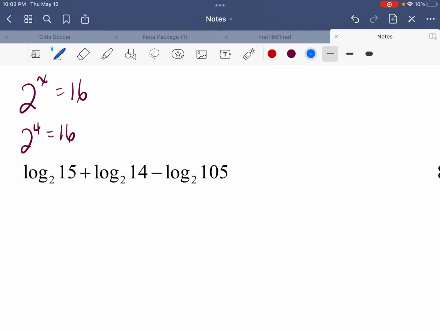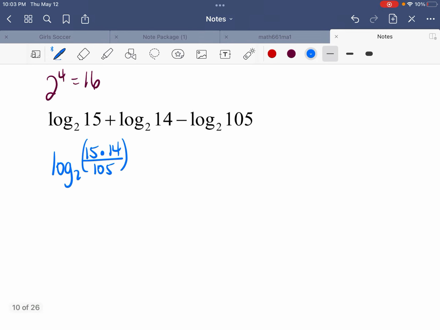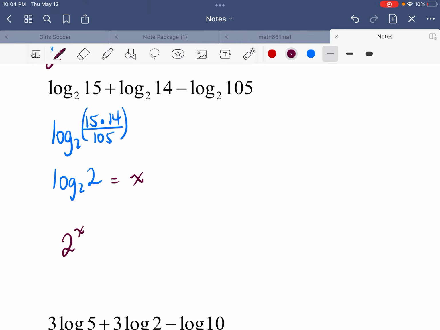Okay, we're adding 2 and subtracting 1, so the two logarithms that are being added, we're going to multiply those two numbers. And the one that we're dividing, you're going to get 105. And if you simplify that, you're going to get log base 2 of 2. And again, if you think about this, this has to equal something. So if we rearrange this, you get 2 to the x is equal to 2. Well, what does that x have to be? It has to be 1. So that's the only way that 2 is going to equal 2. So log base 2 of 2 must equal 1.